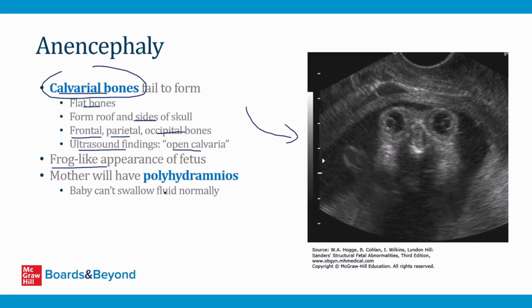And then finally, you should know that the mother, when the fetus has anencephaly, is going to develop polyhydramnios. And that's because the baby can't swallow fluid normally, and the way that the amniotic fluid level is maintained in the mother is that the fetal kidneys produce the amniotic fluid and then the baby swallows that. But that's not going to happen normally when the brain and brainstem don't develop as they should.